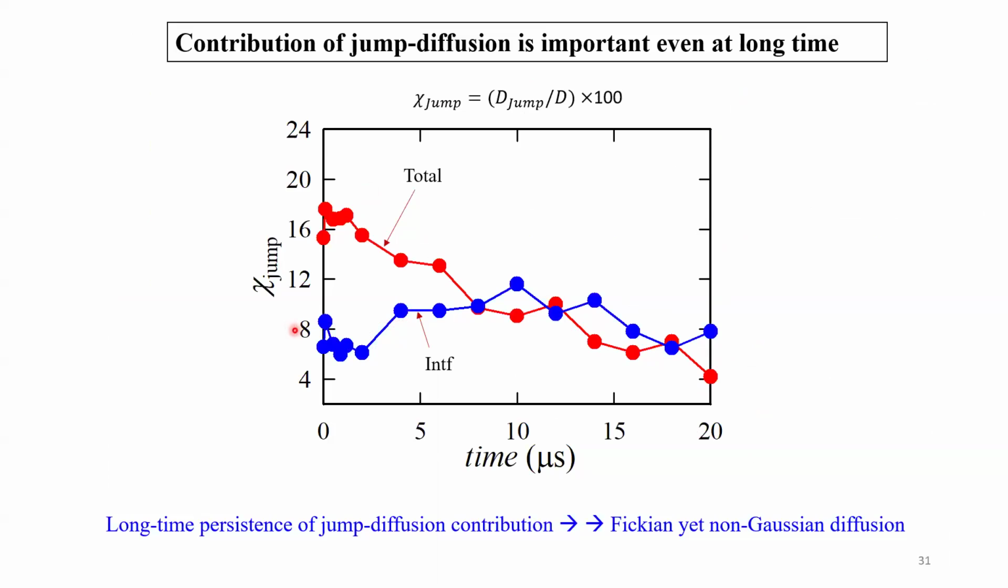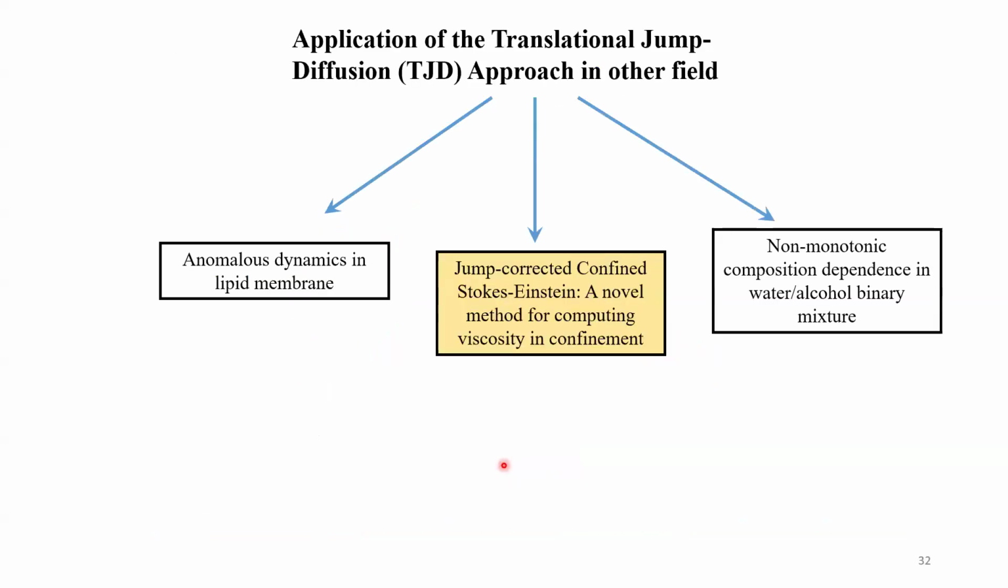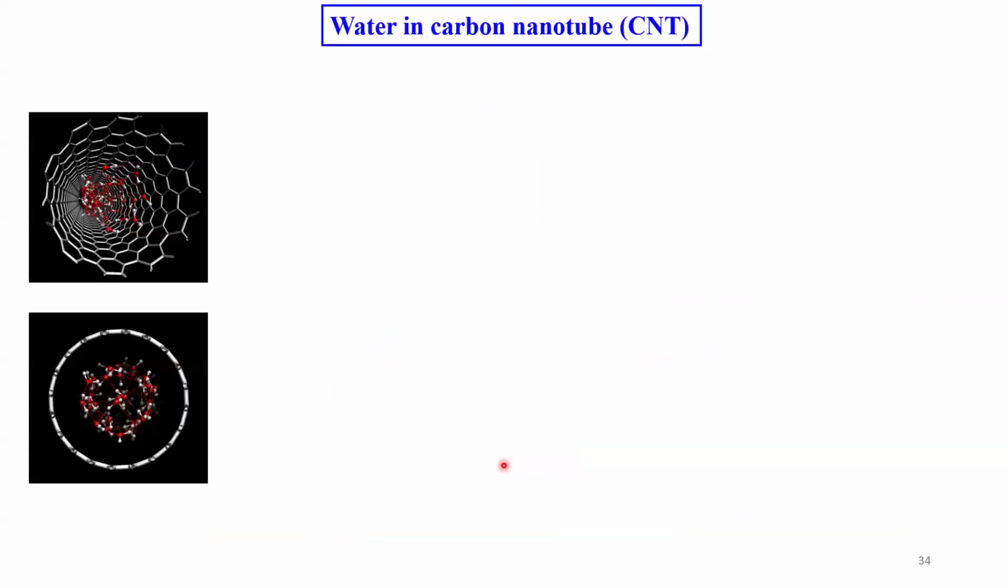This is interesting. Therefore, long time persistence of jump diffusion contributions can give rise to this Picarian non-Gaussian dynamics. If you see these two theories, it falls in this continuous time random walk problem. Another application, quickly I will tell, now we can summarize what we have done.